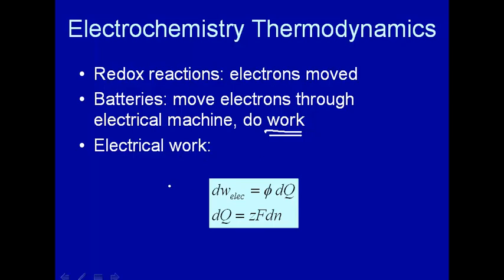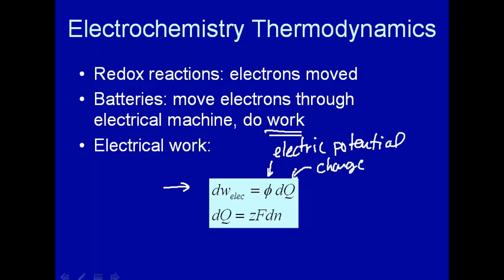Okay, this may be familiar from introductory physics. This is how you calculate electric work. You have a potential, phi, which is the electric potential, and Q is the charge. So if you move charge through an electric potential, you do electrical work.